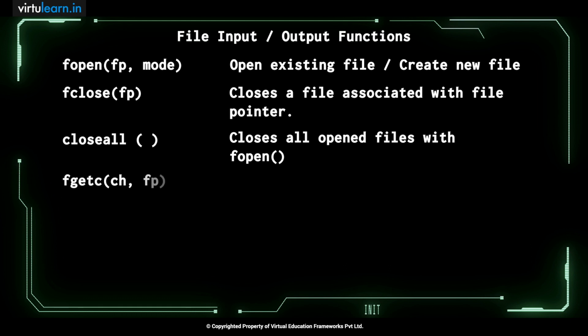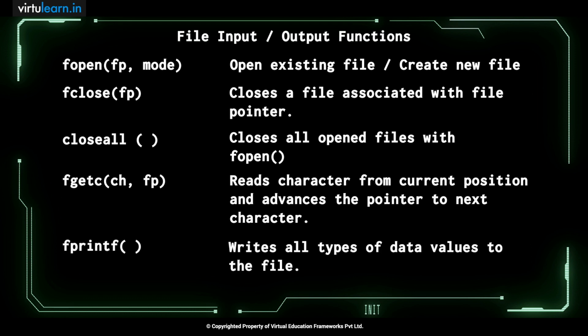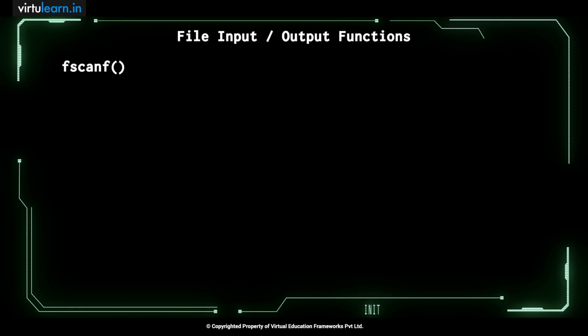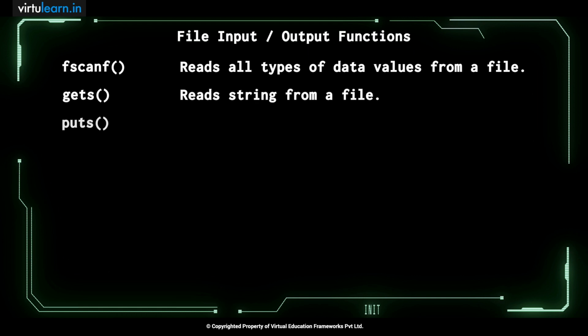Fgetc of ch comma fp, it is nothing but reads the character from the current position and advances the pointer to the next character. Fprintf, write all types of data values to the file. Fscanf, read all types of data values from a file. Gets, read string from a file. Puts, write string to a file.